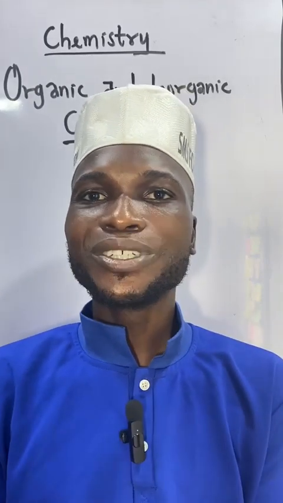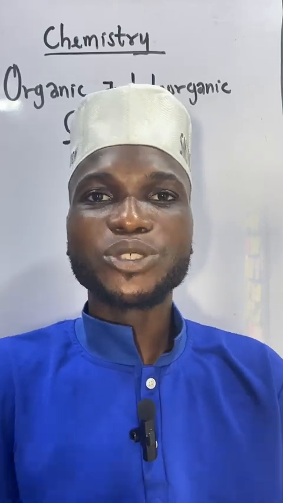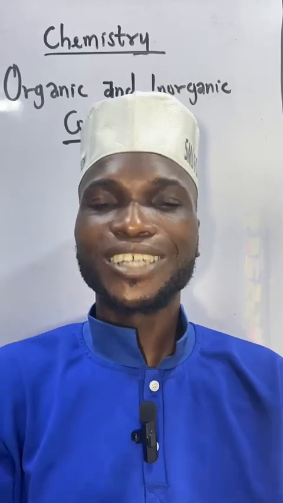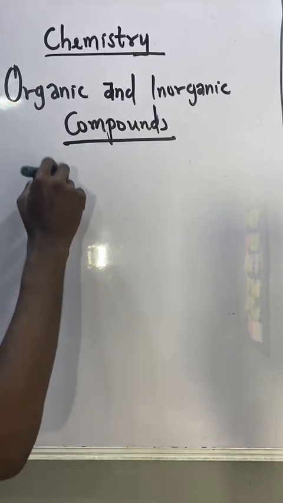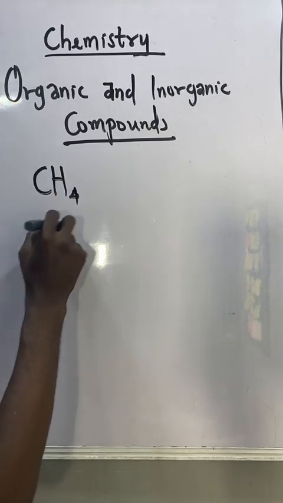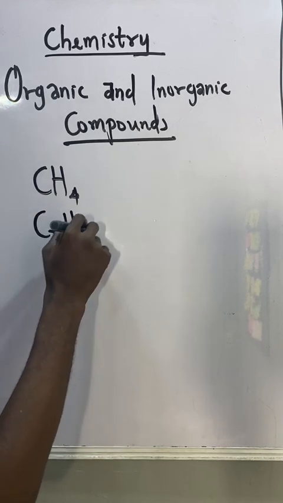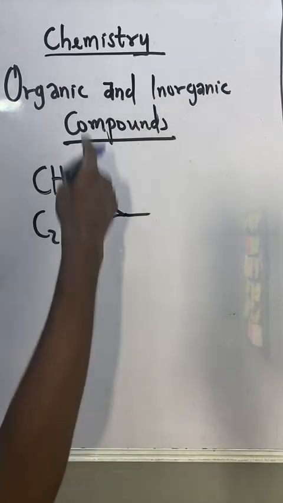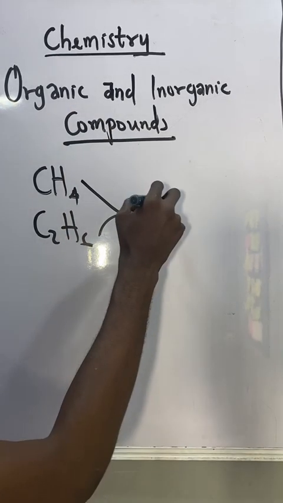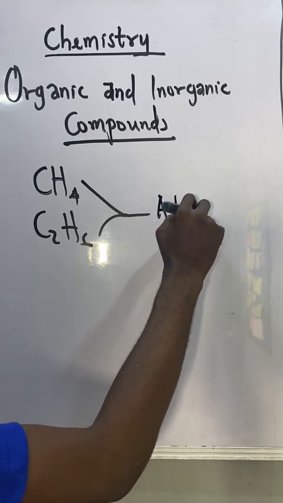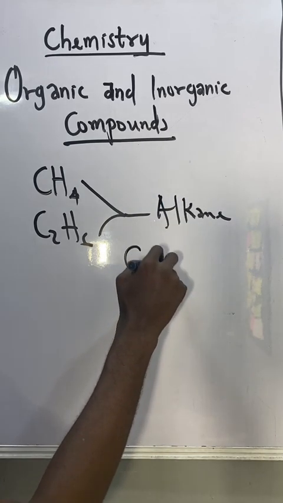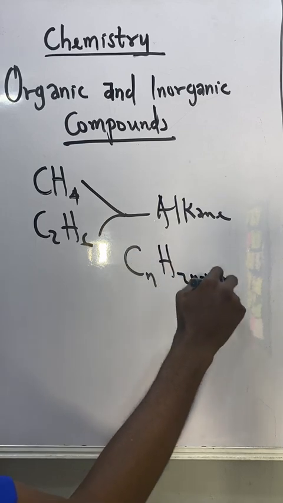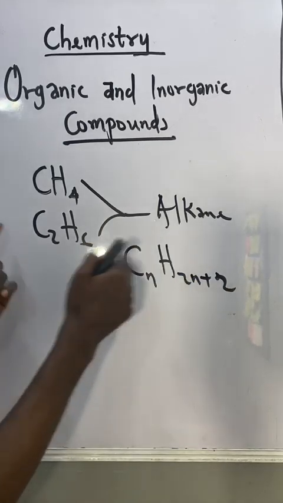Now, if they ask me to define an organic compound, I will just say organic compounds are compounds that have a carbon-hydrogen bond. Say it like that: carbon-hydrogen bond. Examples of such compounds are methane, CH4, and ethane, C2H6. These two belong to a general hydrocarbon family called the alkanes. This is the general formula for the alkanes: CnH2n+2. So you can see that there is a carbon-hydrogen bond.